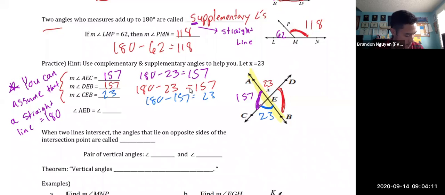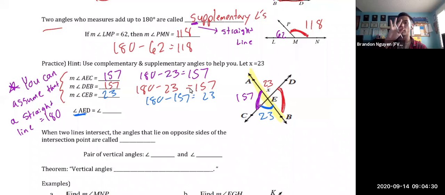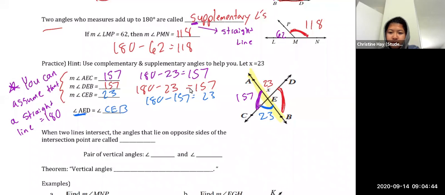Okay, what do you guys see here? Angle AED, fun fact here, angle AED is equal to what other angle? Is it equal to angle CE? Remember, angles, you need 3 letters, right? CE is just a segment. So angle CE, what's one more letter? B. Okay, good job.